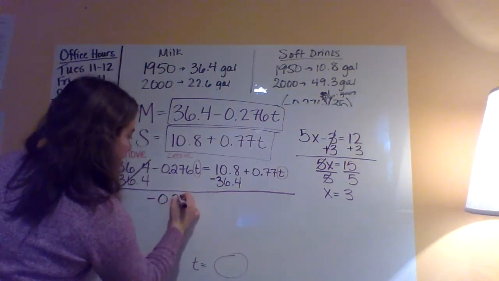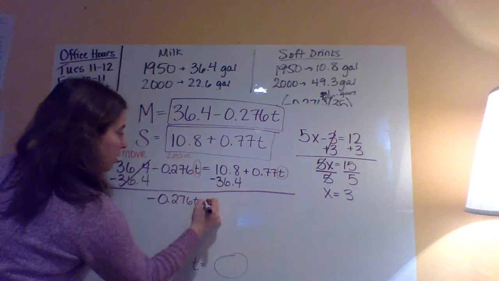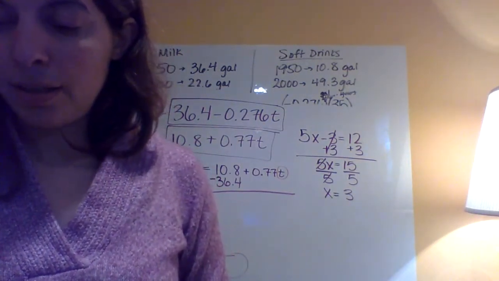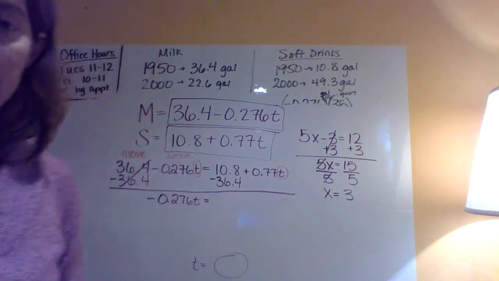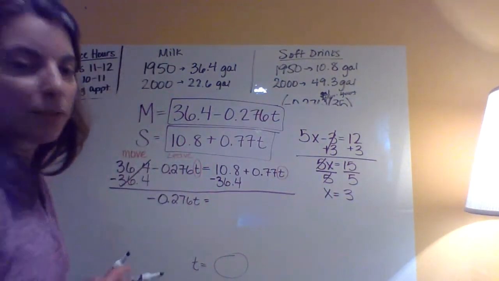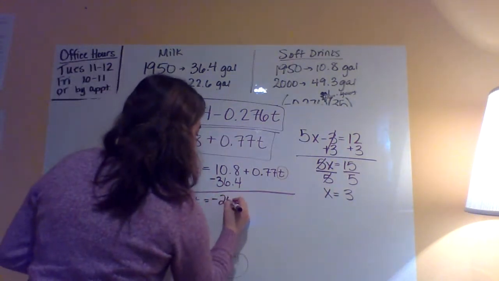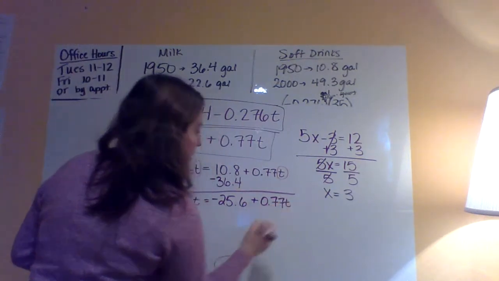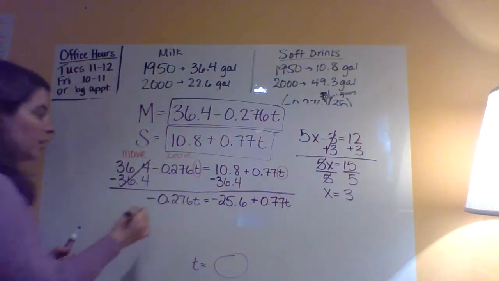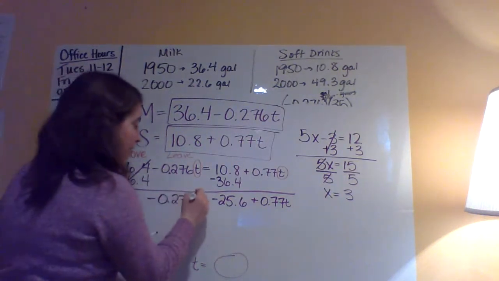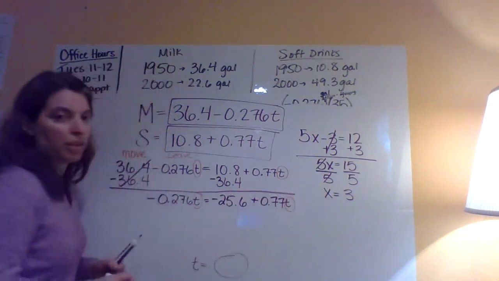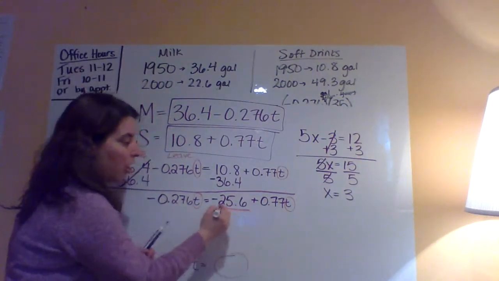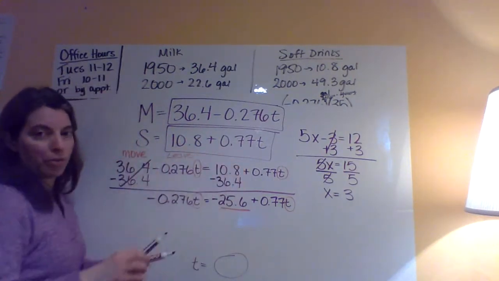Here's what I have left on the left-hand side. I take 10.8 and I subtract 36.4 and I get negative 25.6, and I still have my plus 0.77t. So I still have t on both sides of the equal sign, but I'm a little closer because now all of my plain old numbers are all on one side. They're not scattered like they were before.